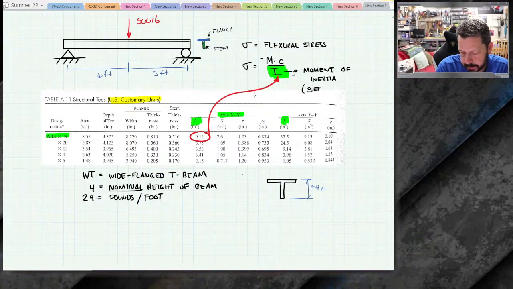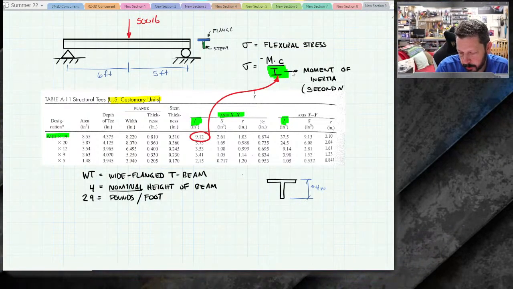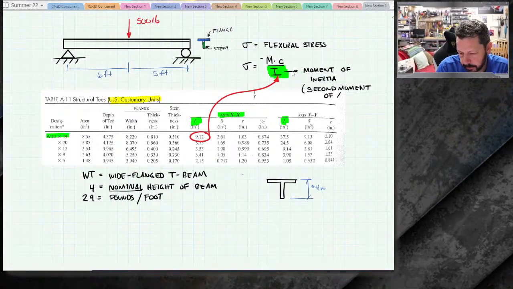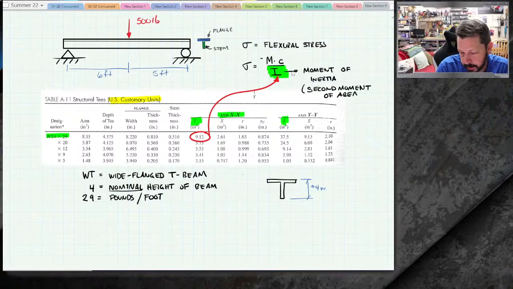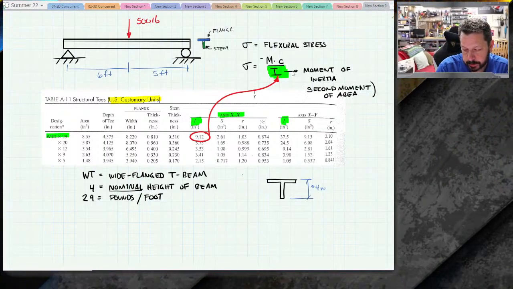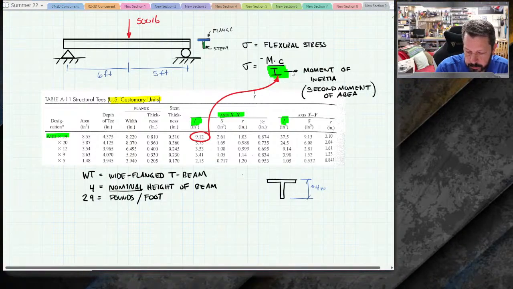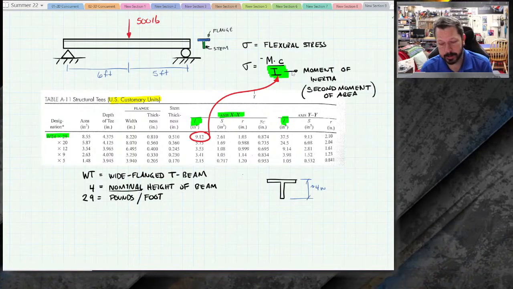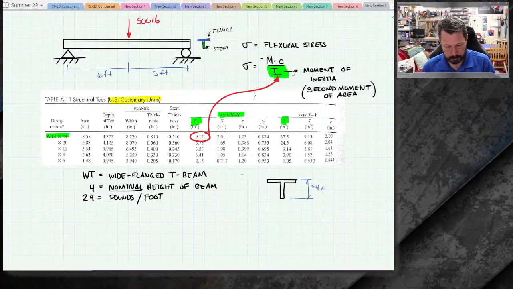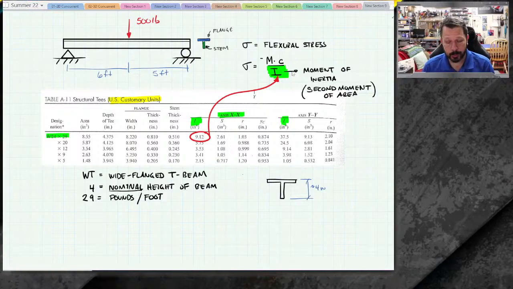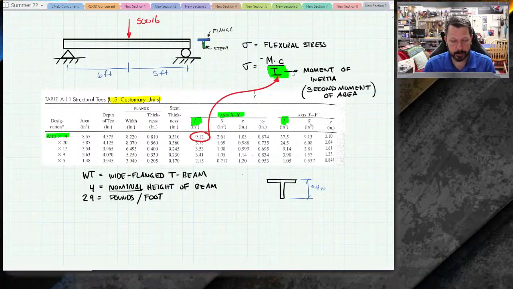Also known as the second moment of area. Remember, the first moment of area was the numerator in our centroid equation. So second moment of area, the integral of y squared dA, has units of inches to the 4th. So it's just going to be 9.12, the denominator of our equation.